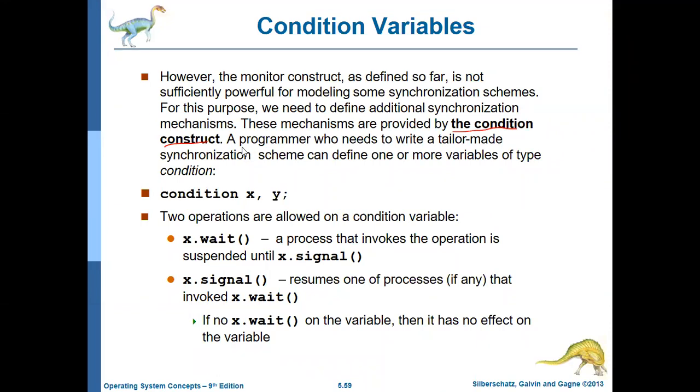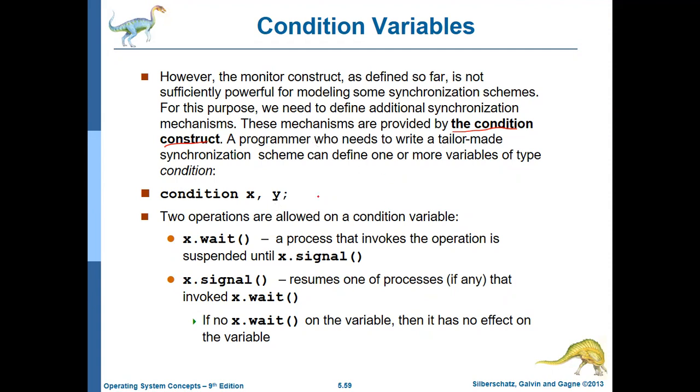Okay, so the condition construct is what we're talking about. The programmer who needs to write a tailor-made synchronization scheme has to define one or more variables of this particular type of construct, and they are known as condition variables, or condition constructs. For example, we are using two condition constructs here, X and Y. These are special variables.